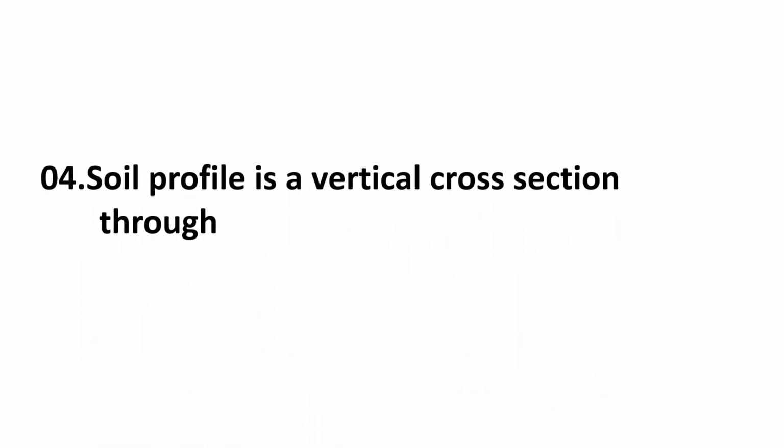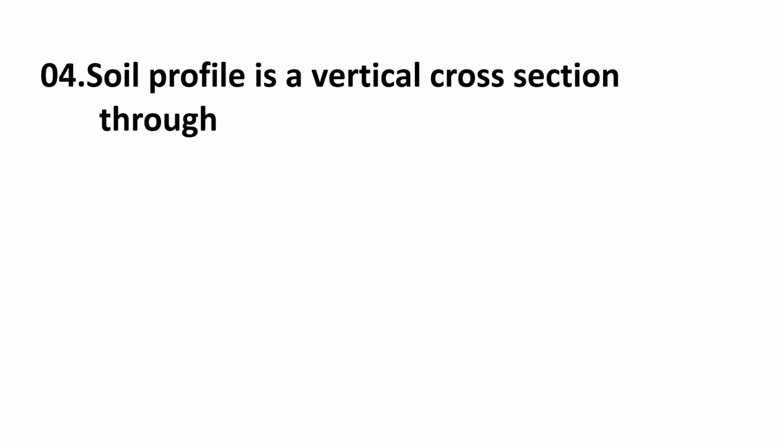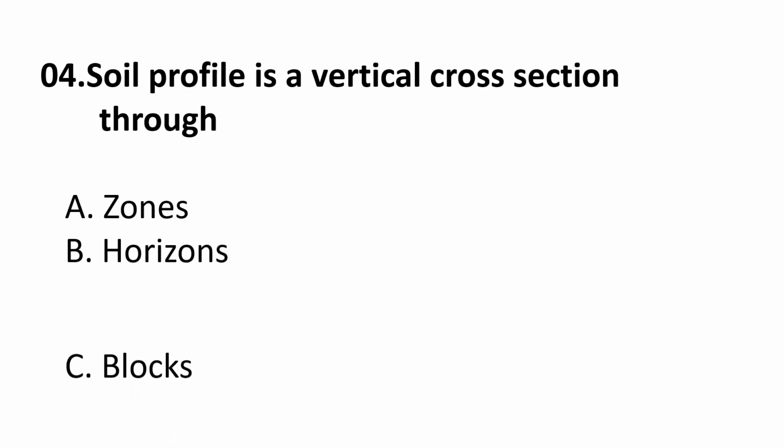Coming to the fourth question, soil profile is a vertical cross section through A, zones, B, horizons, C, blocks, D, layers. The correct answer is B, horizons.